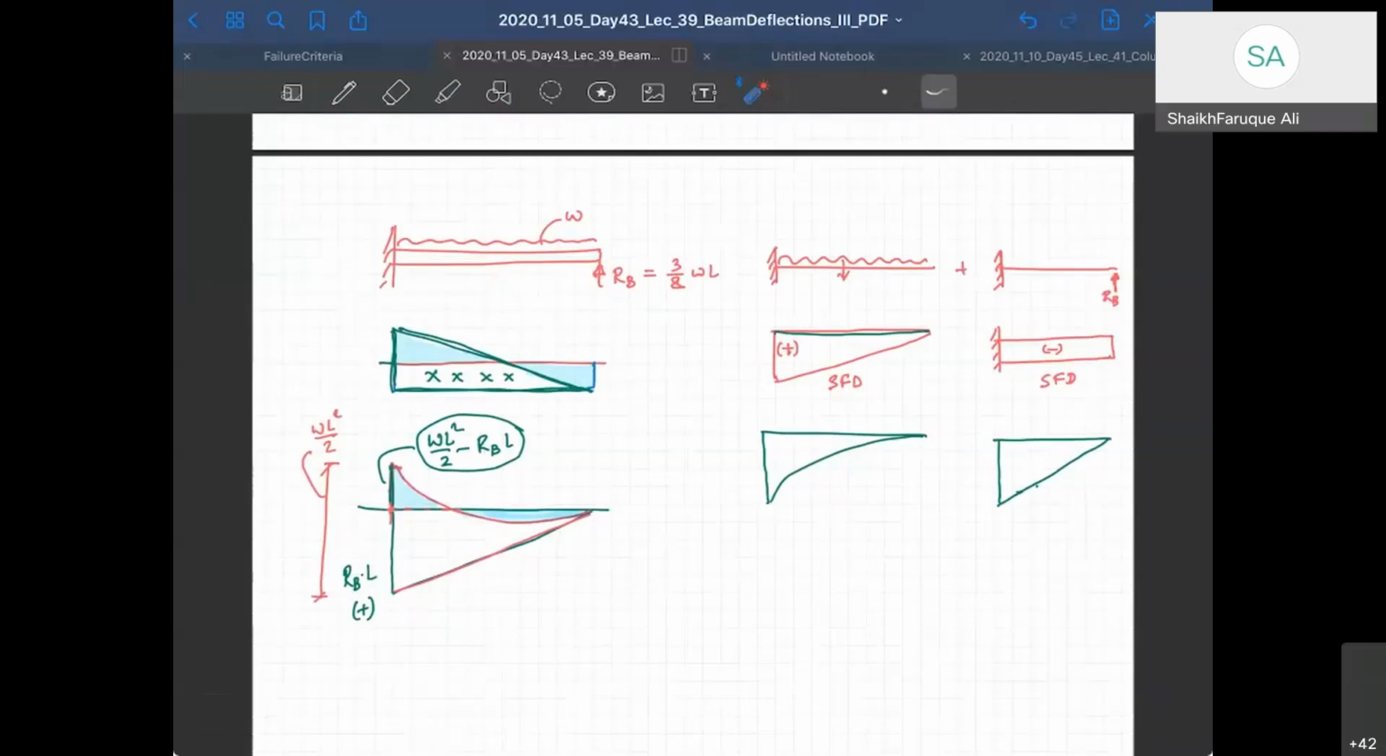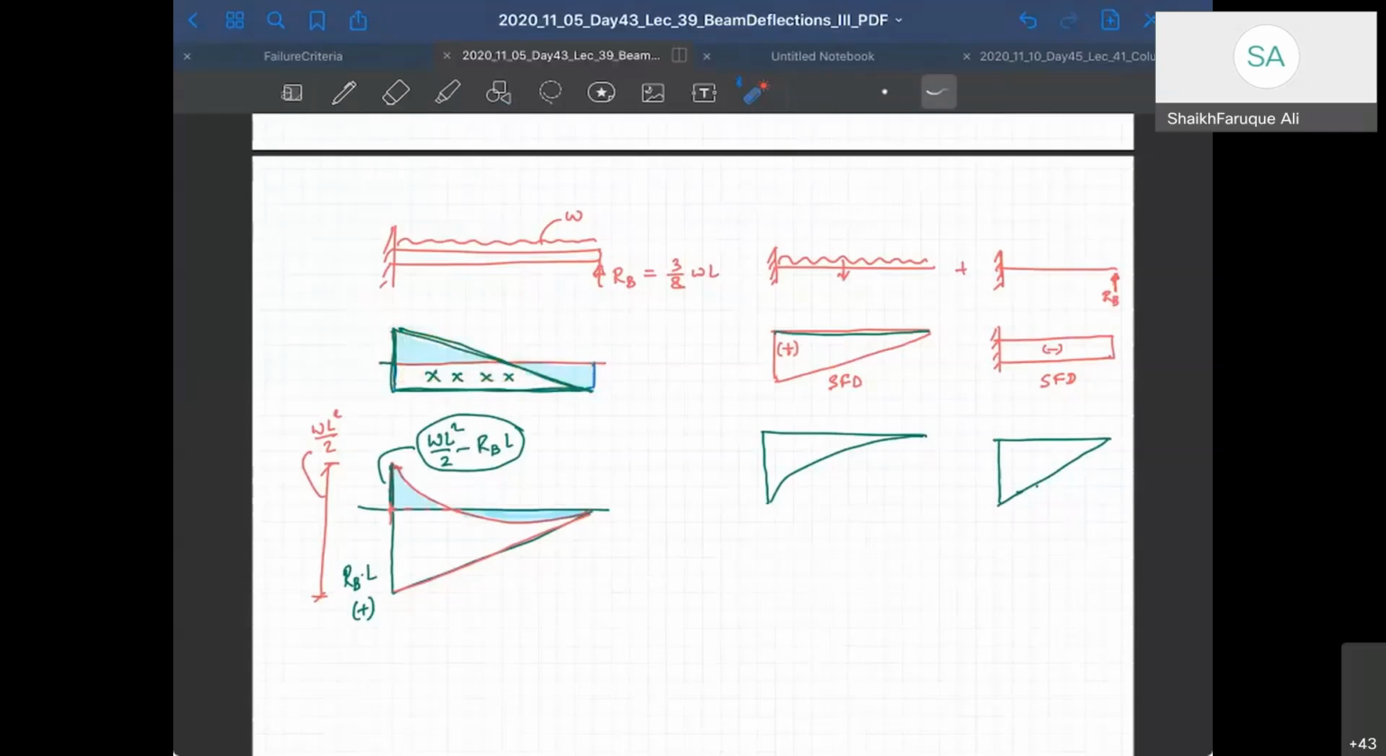So for UDL, your shear force looks like this. For point load, your shear force will look like this, right? So you add them together, and this is what happens when you add them together. So this is your point load, right? And you start your triangle over this, making this as a base. It is in the opposite direction because one is positive, one is negative. That's why this part is not there. Only this part is your shear force triangle.